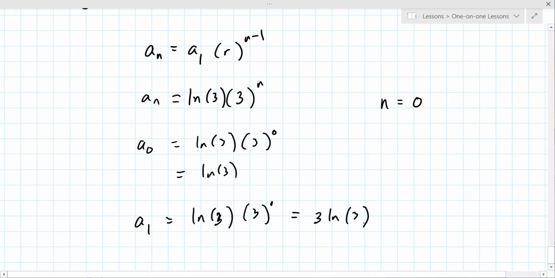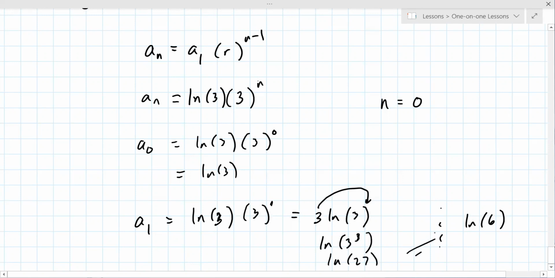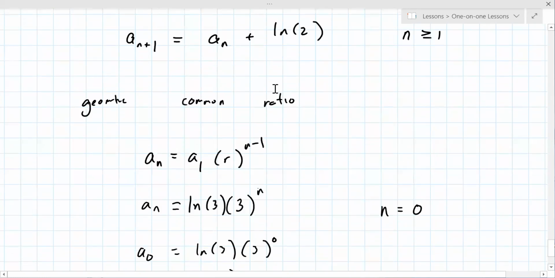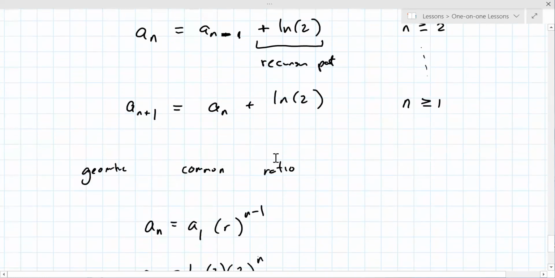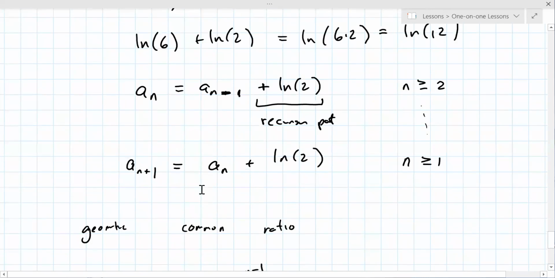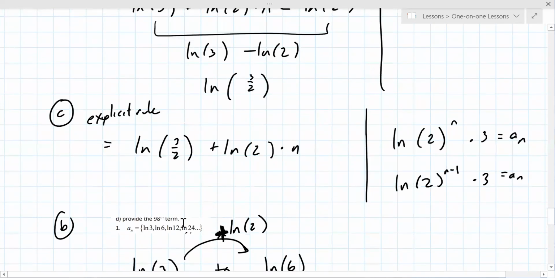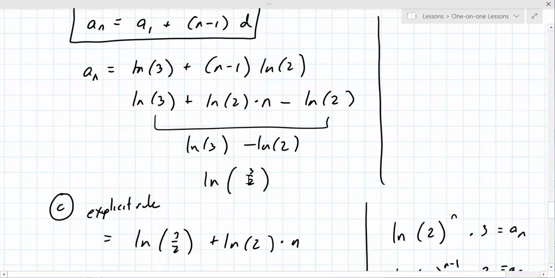This is where it doesn't work, because your second term is natural log of 6. So if you bring this 3 up here, which you can do, it's natural log of 3 to the power of 3, which is natural log of 27. So there's something that isn't quite right about what you just told me. This one, I don't know that it can be written as a geometric series. So you may want to just, what was the way that you wrote it? Arithmetic.